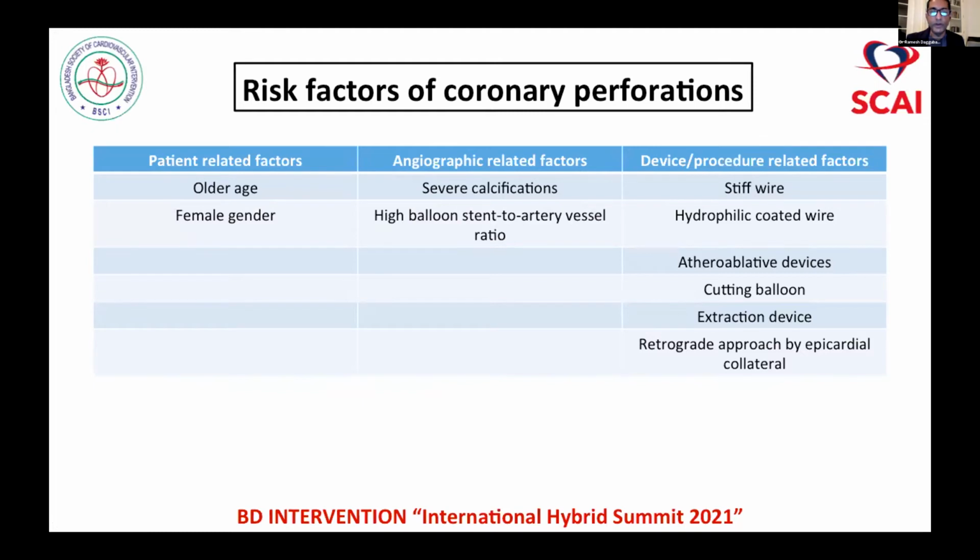So you need to balloon tamponade proximal to the perforation. And even if it is a little bit proximal, it is all right. The people who will have perforations are older, female gender, having calcifications and high balloon to artery ratio, in addition to using any of these extra wires, hydrophilic coated wires, electroablative devices, etc.